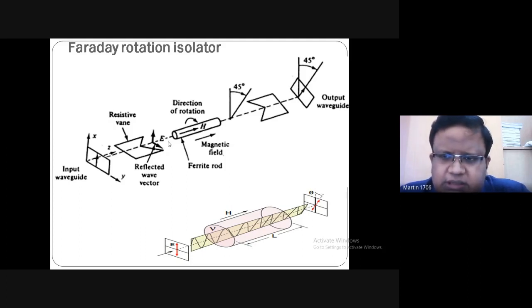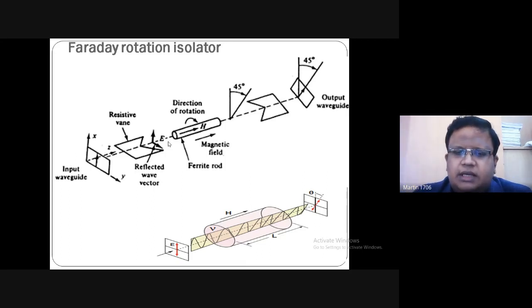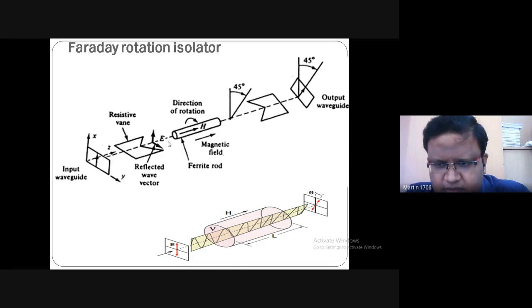You can see there are two vanes, on the input side and output side, like a resistive vane, and in between there is a Faraday rotator. So how the signal goes with respect to the input signal, the incident signal, how some reflection goes back, and what progressive phase shift is added.